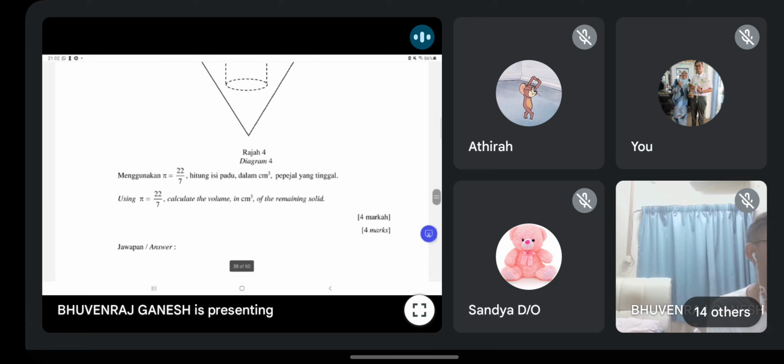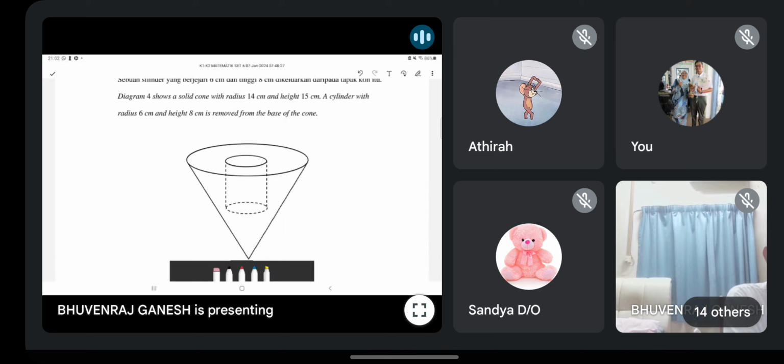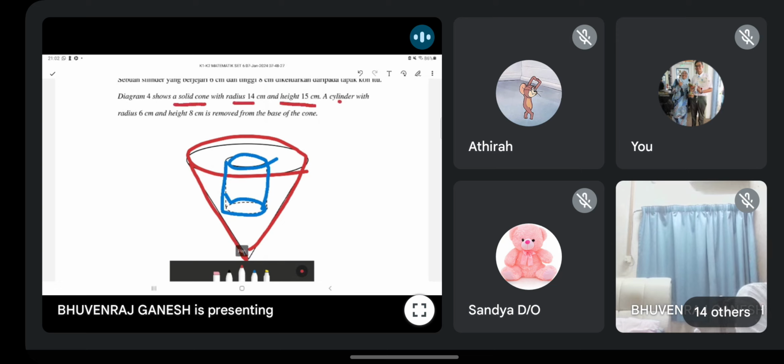Okay, next one. Yang ni pun topik menengah rendah, lower form. Calculate the volume of the remaining solid. Okay, so macam mana nak kira, guys? Volume cone. You take the volume of the whole cone. Tolak dengan volume silinder yang ni. Merah tolak biru. Red minus blue. Okay, then you get the answer. Semua info dah diberi. Okay, everything given already.